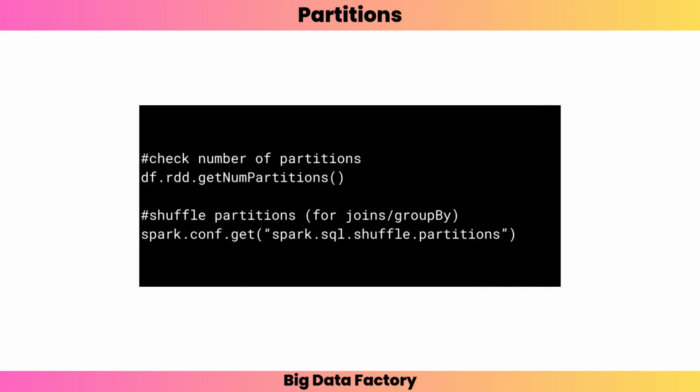In code, you can quickly inspect partitions. For example, if you have a data frame df, you can check how many partitions its underlying RDD has, using a simple Python script, get num partitions. And for shuffle operations like joins and group by, Spark uses shuffle partitions. Many Spark deployments still default this to something like 200. That's not always wrong, but it's definitely not always right. We will come back to shuffle partitions in a bit.